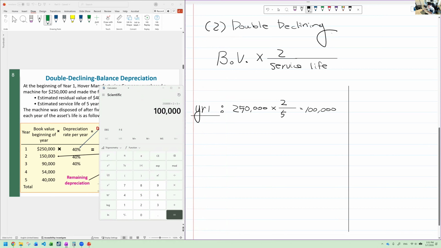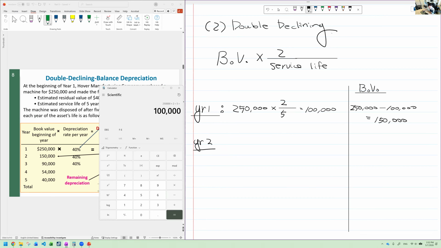It means the book value, or the carrying value of the asset, decreases by $100,000. So initially it was $250,000. We're going to decrease it by $100,000. So at the end of year one, the book value of the asset will decrease to $150,000. Okay. All right. Year two.